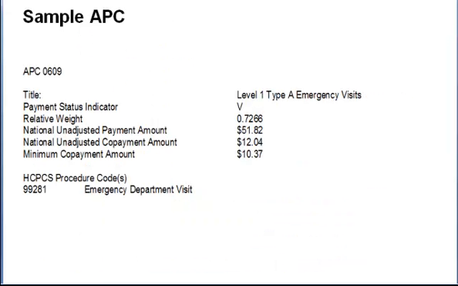This is a sample of APC 0609. You can see the HCPCS code that did drive this APC. The payment status indicator is V.